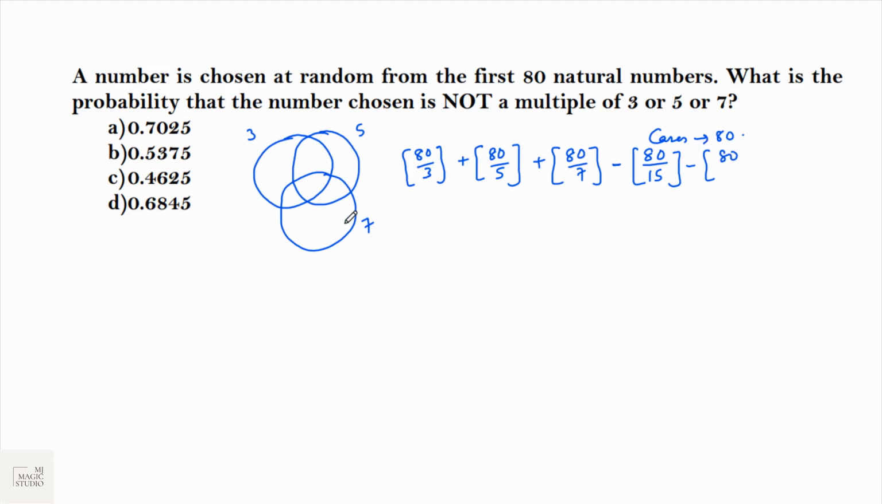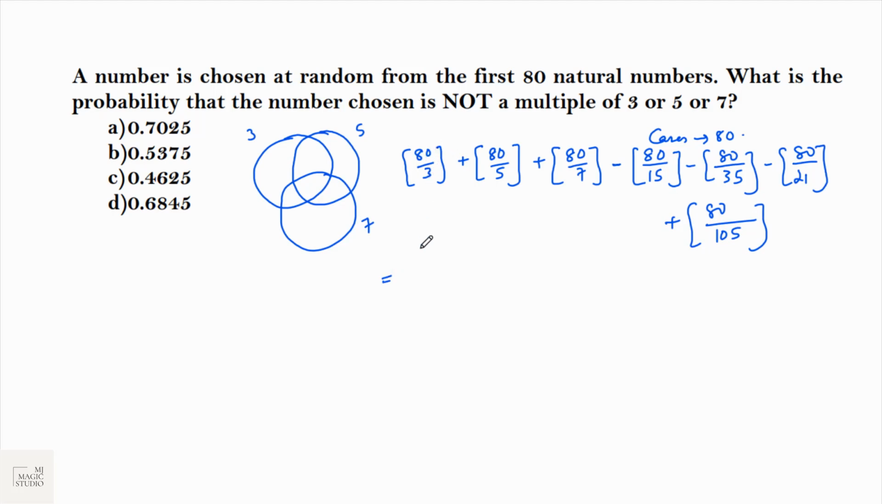Minus divisible by both 5 and 7, that is 35. Minus divisible by both 3 and 7, that is 21. Plus divisible by all 3 numbers, 15 into 7, that is 105. So let us quickly calculate this only.